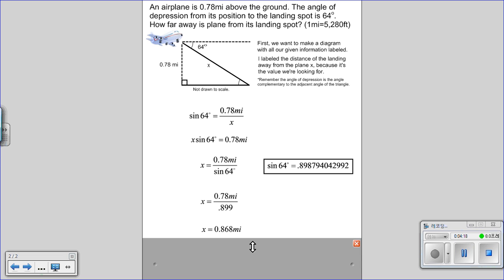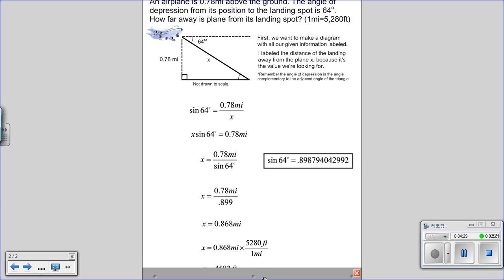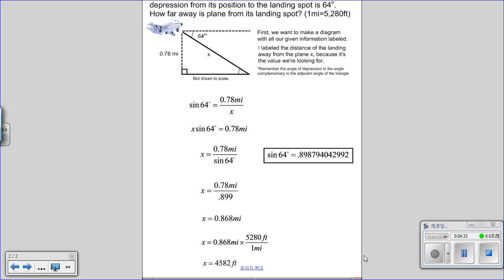Remember that we need to get this value in feet, so we multiply 0.868 miles times 5,280 feet to get 4,582 feet as our final answer.